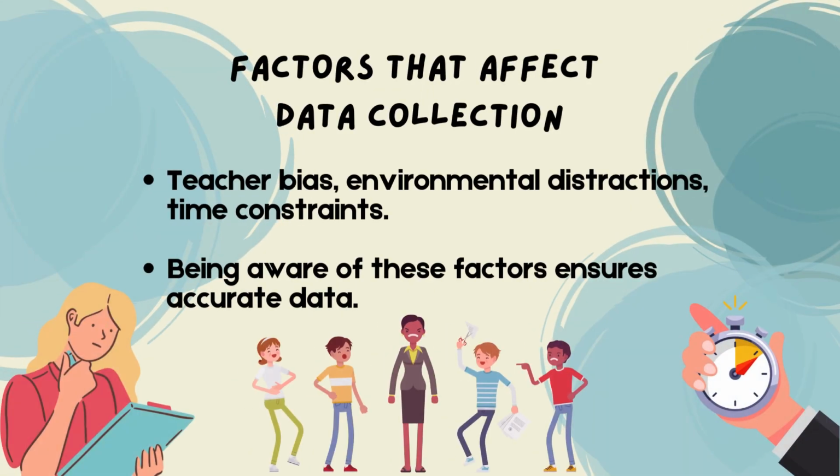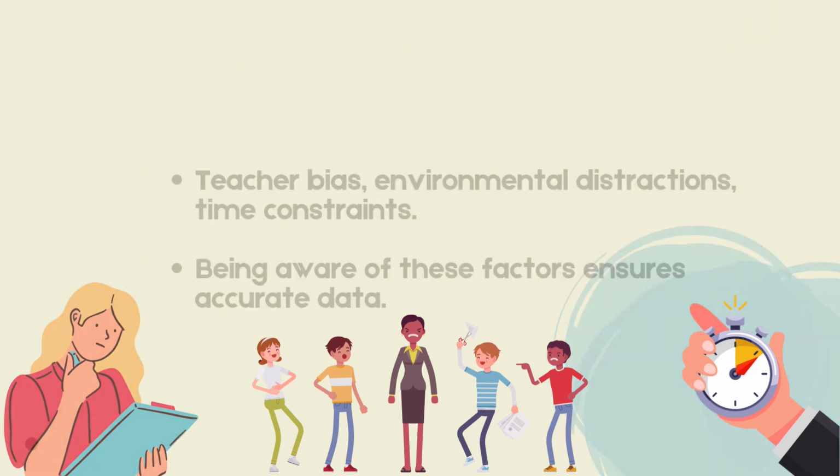Now let's talk about the factors that might affect your data collection. There are a few things that can get in the way of getting accurate information. First off, we have teacher bias. It's important to be as objective as possible. Try not to assume things, just write down what you see. Another factor, environmental distractions. If there's a lot going on in the classroom, like a noisy hallway or a fire drill, it could affect the behavior data you collect. And lastly, time. Sometimes you just don't have the time to do a super detailed observation, but setting aside specific time for focused data collection can help.